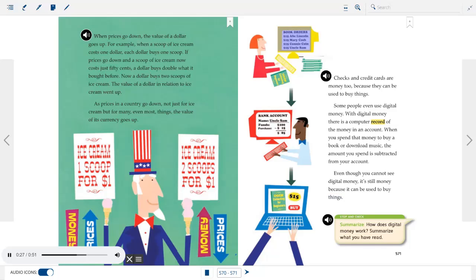Book orders, $15, Abe Lincoln. $15, Mary Cash. $15, Connie Coin. $15, Uncle Sam. Bank account, name, Uncle Sam. Funds, $100. Purchase, minus $15. $85. $15. Buy.